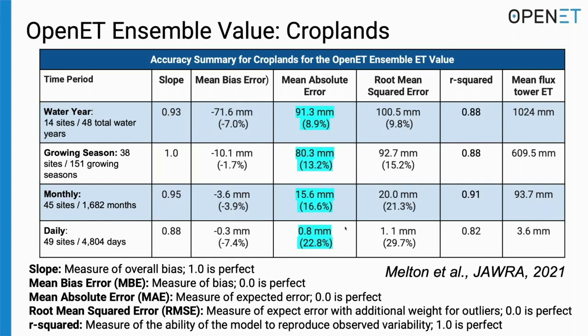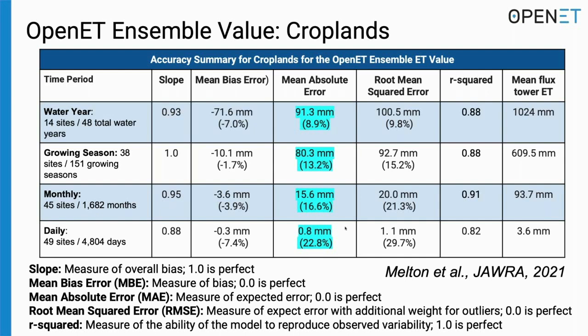For mean bias error, a bias error of 0 would indicate perfect agreement with the ground-based data. We looked at mean absolute error and root mean square error as measures of expected error. Mean absolute error is what we would think of as giving us our expected error on average for any given location or time for any given location. Root mean square error, another measure of expected error, but provides additional weight for outliers.